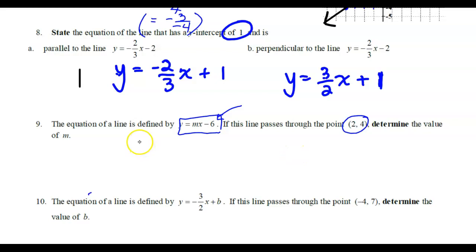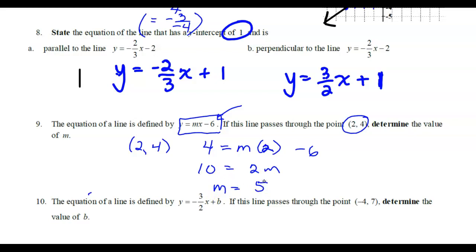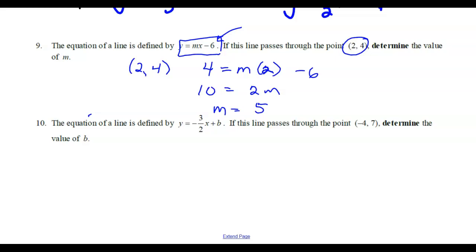At the point 2, 4, that means the y value is 4 when the x value is 2. We want to solve for m. We've already done some similar ones. I think there was one similar on your test. So we're going to add 6 to both sides. And m times 2 is really 2m. So divide by 2, show m on the left, and you get 5 as your answer.